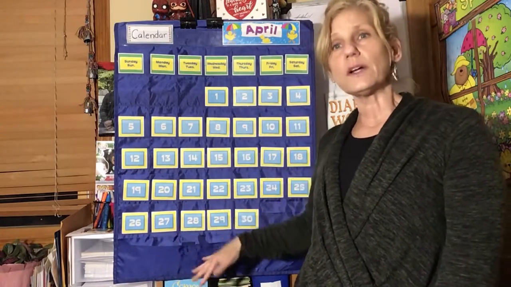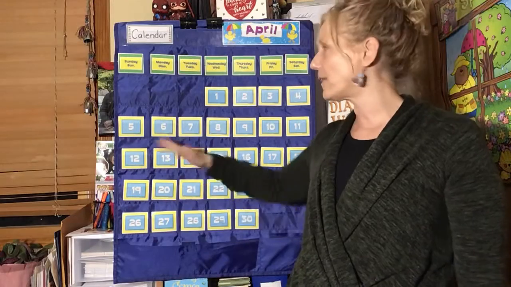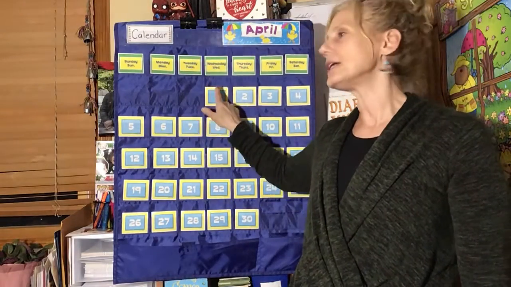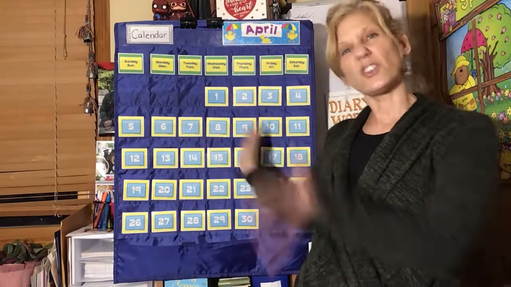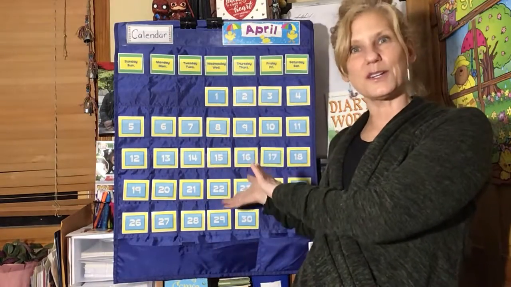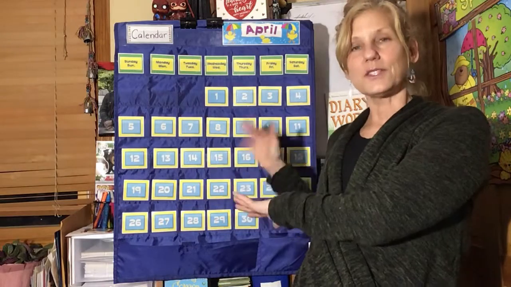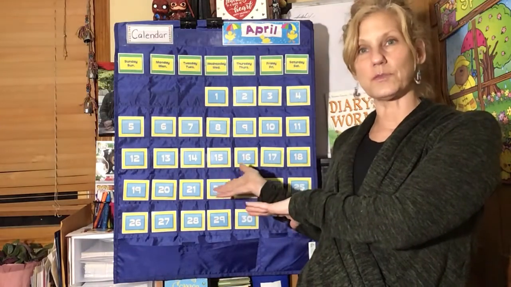I just wanted to get you started on April and show you what was going on. We're starting April today. It's April 1st. There are 30 days in April. And then I'm going to turn all these over and turn them all into mystery days, okay? So you can come back to the calendar and guess all the mystery days.